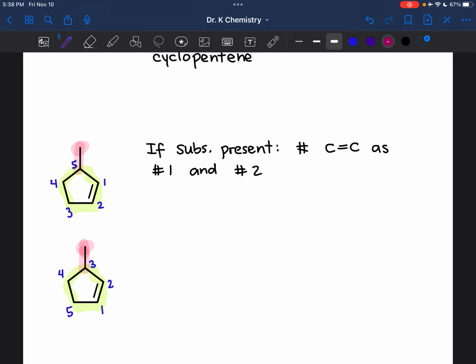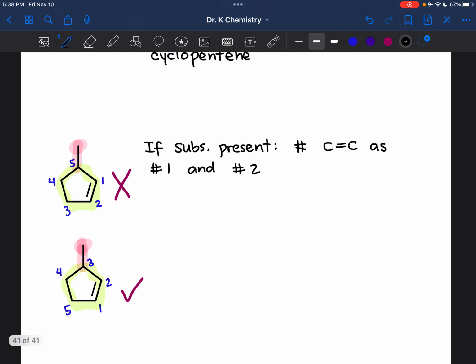So since the double bond gets the lowest possible number in either scenario, then the way that we're going to decide is by prioritizing the substituent. So in this case, the substituent gets the lowest possible number. In this case, it does not. So we're going to use the lower numbering system.